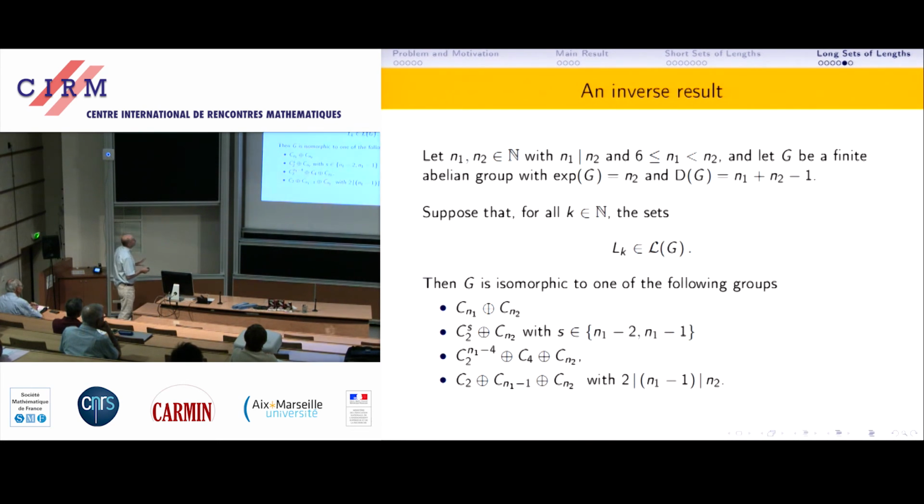And combining these ways, say a study of short sets of lengths, a study of the rho K, and a study of these periods, these are the main ingredients to prove the characterization result in rank 2 groups.